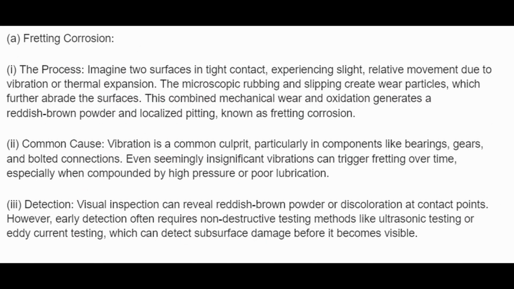A. Fretting corrosion. 1. The process. Imagine two surfaces in tight contact, experiencing slight relative movement due to vibration or thermal expansion. The microscopic rubbing and slipping create wear particles which further abrade the surfaces. This combined mechanical wear and oxidation generates a reddish-brown powder and localized pitting known as fretting corrosion.